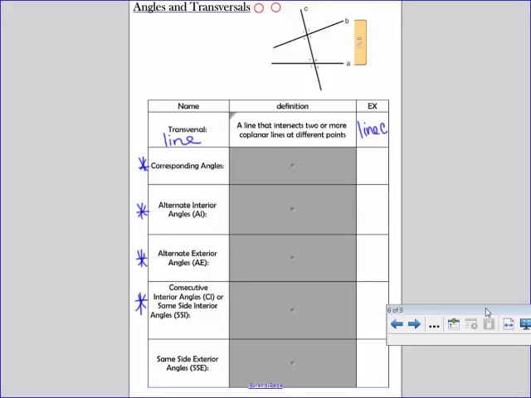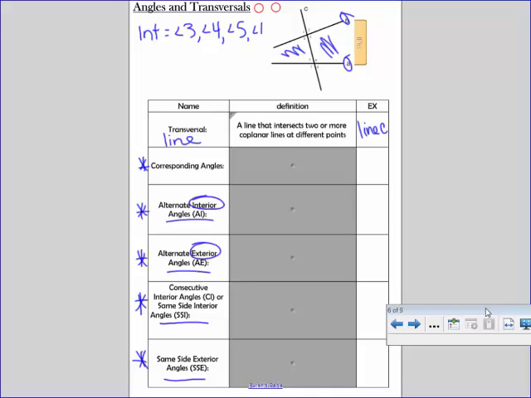Within these words, I'm actually going to start from the bottom going up because corresponding is just slightly different. All the rest of these kind of tell you where the angle will be located. As you see, they have the words interior and exterior. When you see interior and exterior, that's in relationship to lines A and B, the lines that are not the transversal. Interior means they're in between these two lines, A and B. So the ones that are interior are angle 3, angle 4, angle 5, and angle 6.